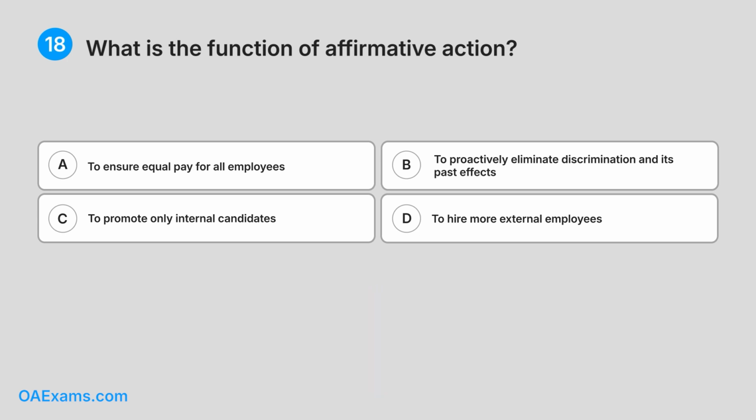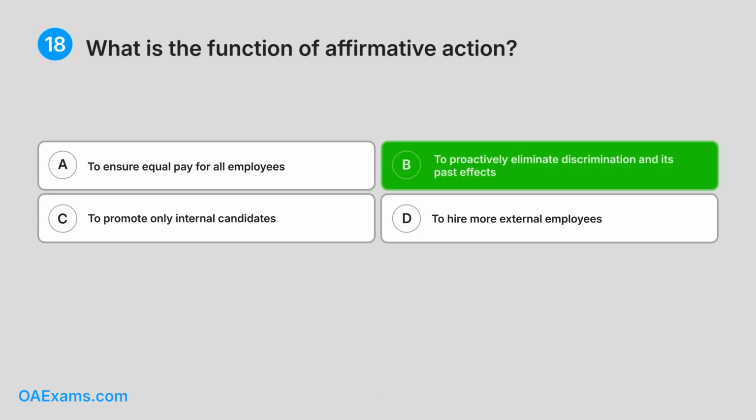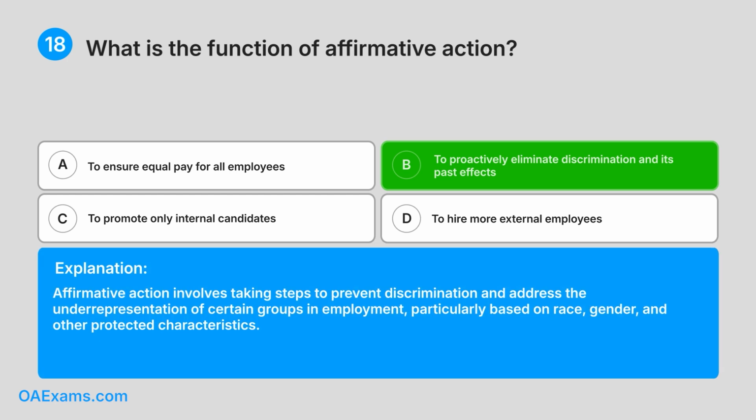Correct answer. B. To proactively eliminate discrimination and its past effects. Explanation. Affirmative action involves taking steps to prevent discrimination and address the underrepresentation of certain groups in employment, particularly based on race, gender, and other protected characteristics.